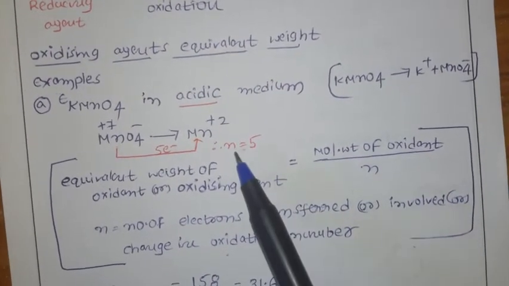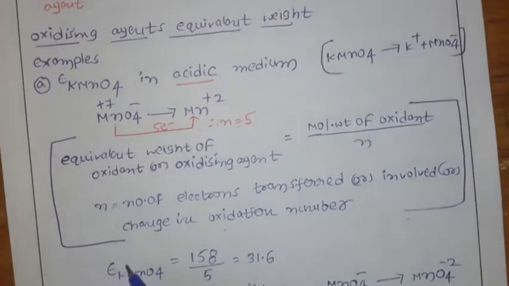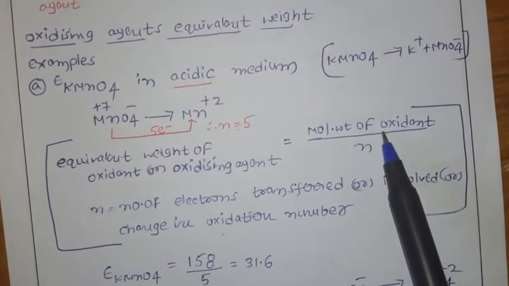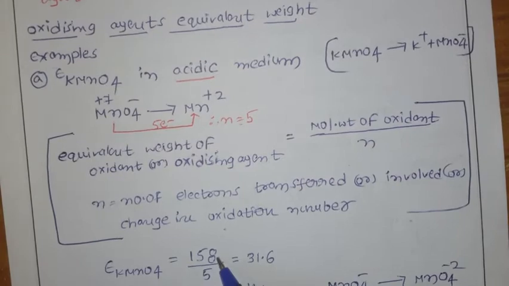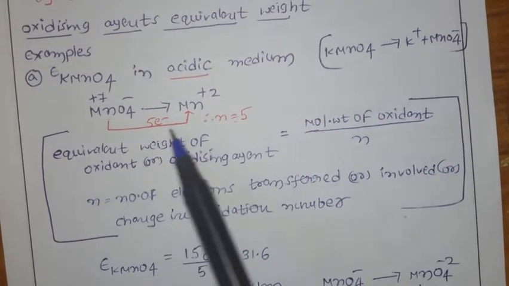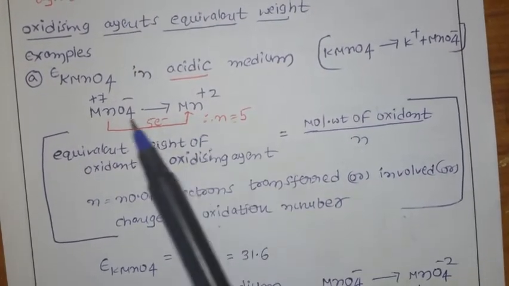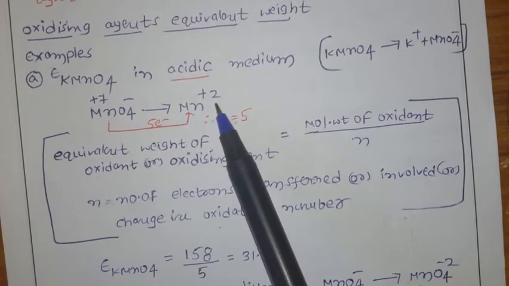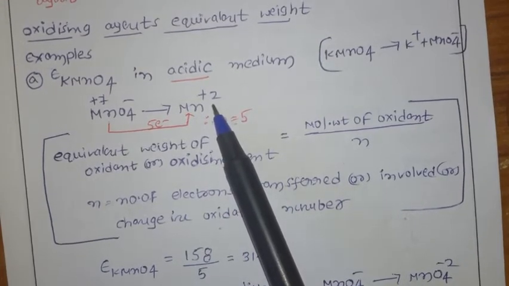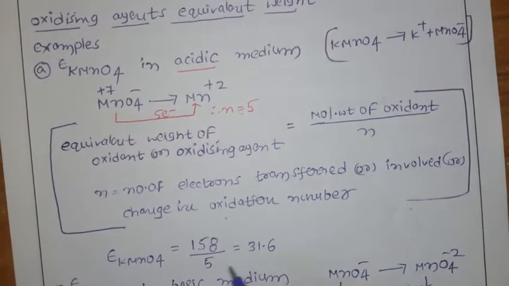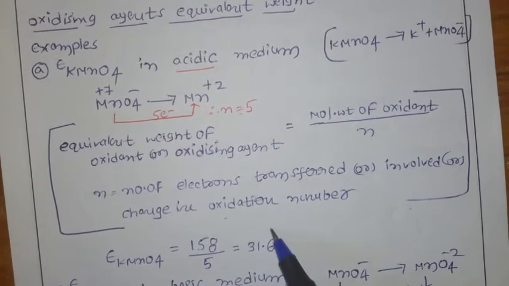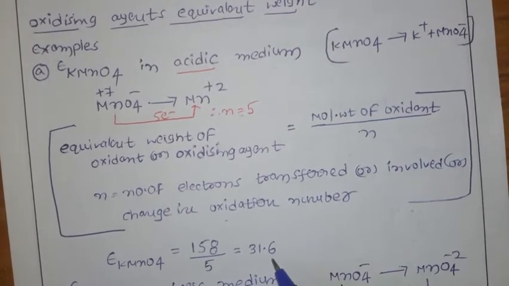Now in this example, the equivalent weight of KMnO4 equals the molar mass, which we calculate as 158, divided by 5. 5 because the change in oxidation number is +5. From +7 to +2, 5 electrons are gained. So 158 by 5 gives the equivalent weight of KMnO4 as 31.6.